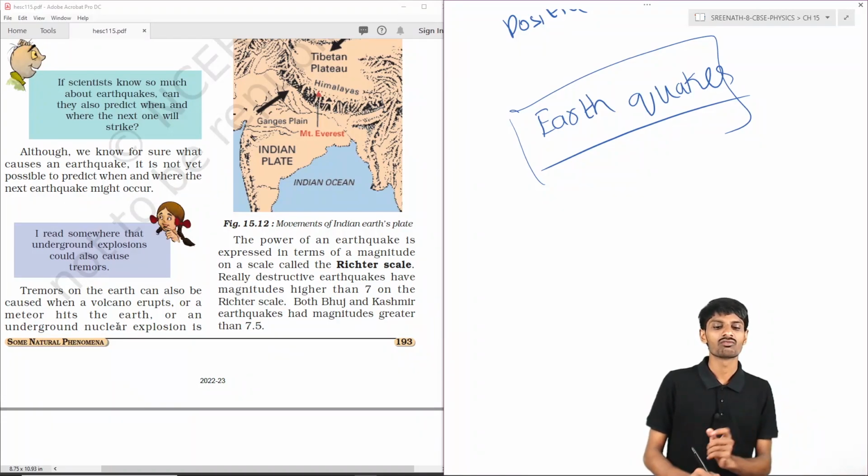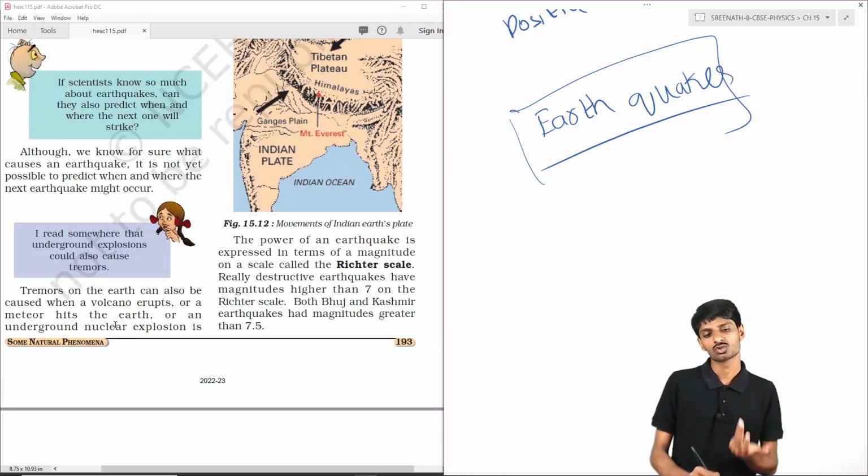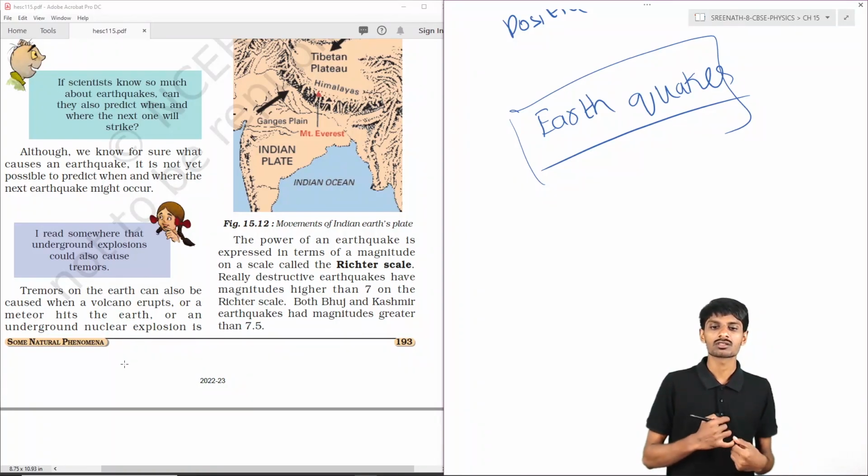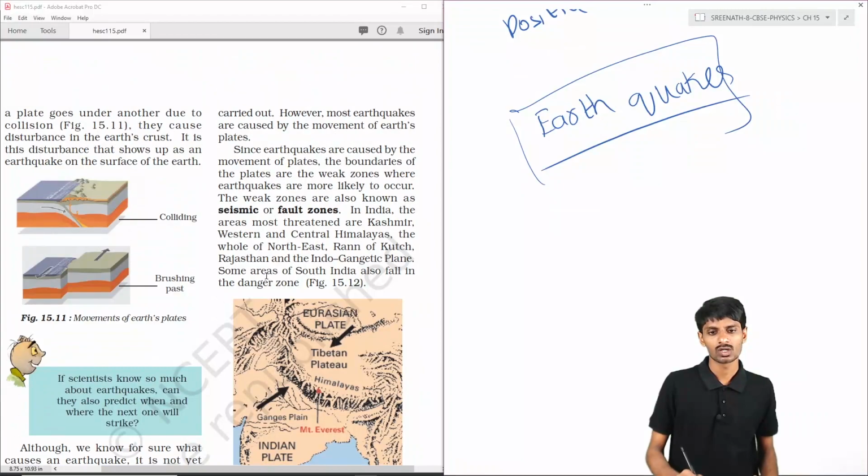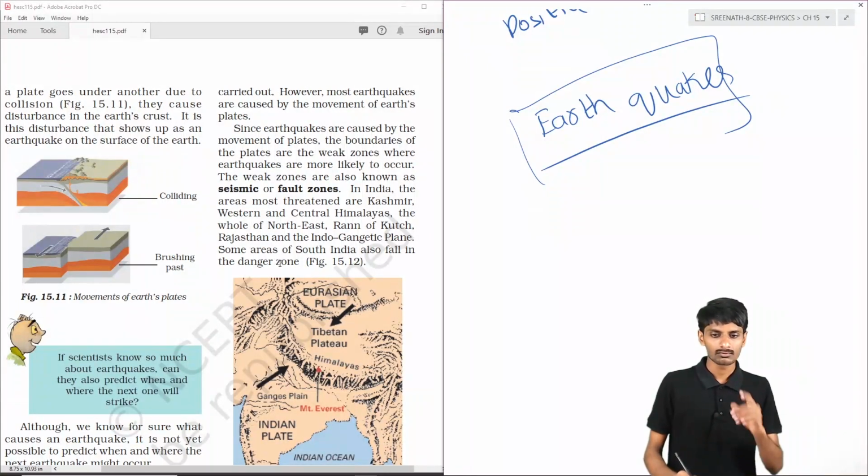And even if a volcano erupts, in that situation also an earthquake will occur. Even when some meteoroid hits the earth, at that time also an earthquake will occur, or if there is any underground nuclear explosion, in this situation also an earthquake may occur. But most of the earthquakes are because of the movement of the earth.